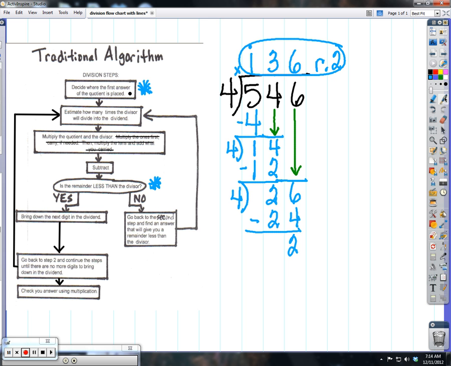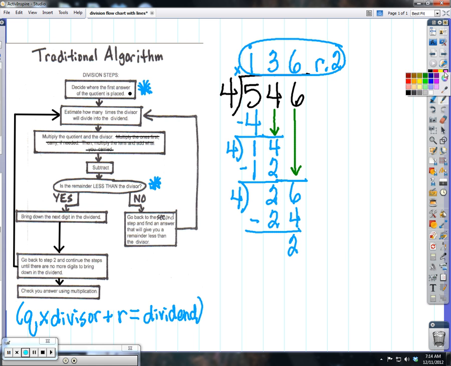The last step is to check your answer using multiplication. When you check your answer, you will take the quotient and multiply it by the divisor. I'll write that one out since dividend also starts with a D. And add the remainder. When you do those, that should equal the original dividend that you began with. So I am going to go over here beside my problem and check it.